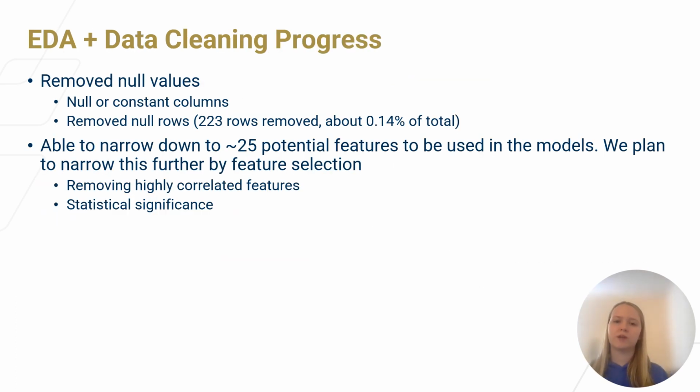For our project, we have been using multiple data sets with around 60 variables total. We were able to remove columns that were either unimportant, null, or constant. We were also able to remove a small number of rows rather than using imputation to fill in those missing values. So far, we've been able to narrow down the dataset to about 25 usable variables, and we plan to continue narrowing this down using different feature selection techniques to find the best feature set for our model. We may use highly correlated features or statistical significance as a feature selection technique.